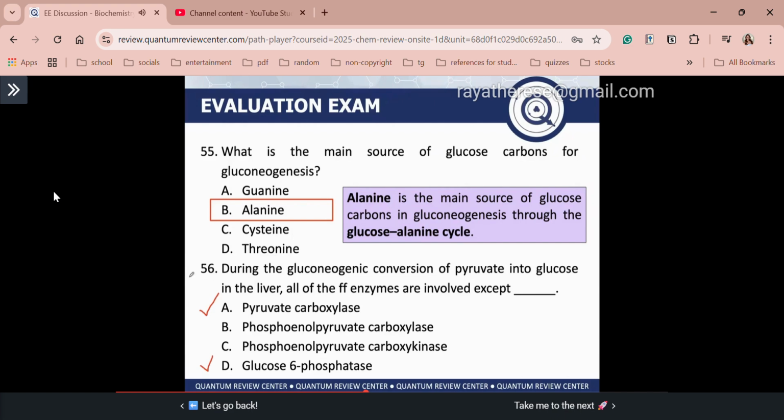And class, remember, we don't have pep carboxylase. Okay? It's pep carboxykinase that catalyzes the conversion of your oxaloacetate to phosphoenol pyruvate. Okay? So our answer here, letter B, of course, hindi siya involved in your gluconeogenic pathway. Alright, number 56, our answer is letter B.